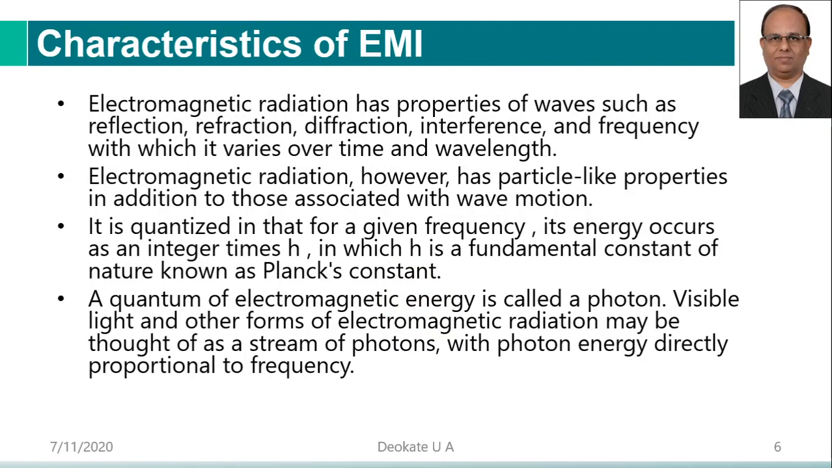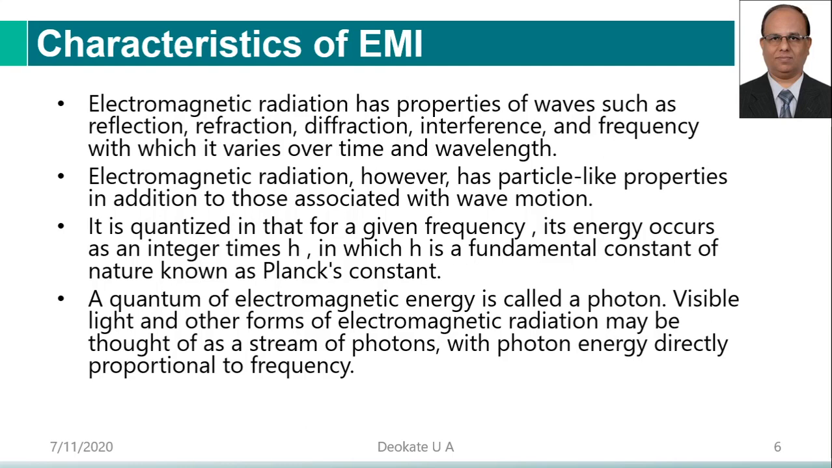Electromagnetic radiations have properties of waves such as reflection, refraction, diffraction, interference, and frequency with which it varies over time, and wavelength. Electromagnetic radiations, however, have particle-like properties in addition to those associated with wave motion. It is quantized in that for a given frequency, its energy occurs as an integral multiple of h, in which h is a fundamental constant of nature known as the Planck constant. A quantum of electromagnetic energy is called a photon.